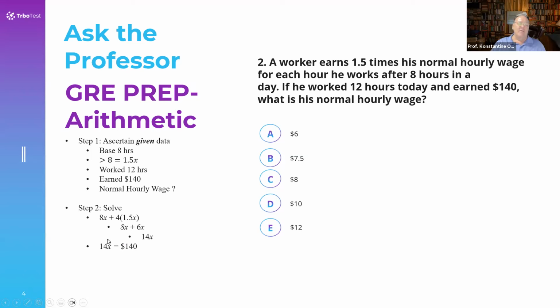All we need to do now is divide by 14 so we can get the x alone and determine what every hour is worth. In this case, dividing both sides by 14 comes out to x equals 10. So D is the correct answer.